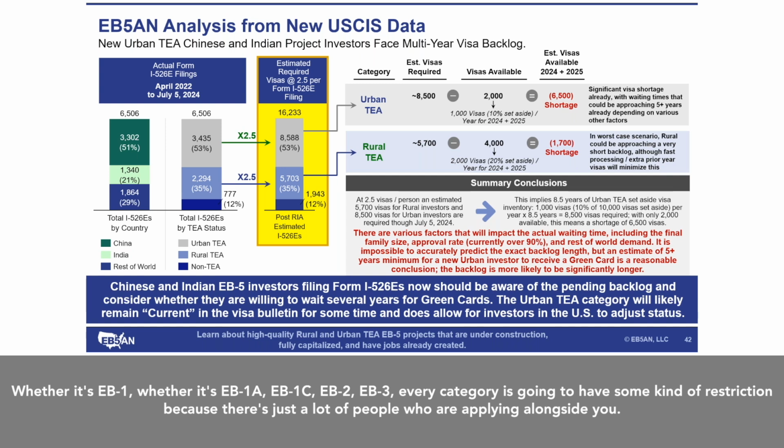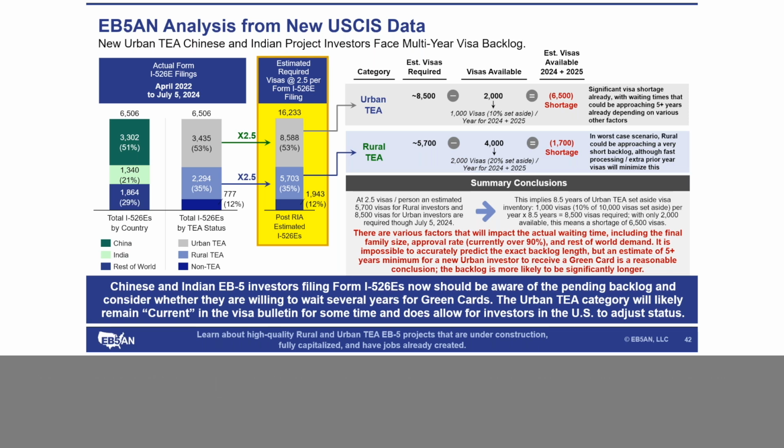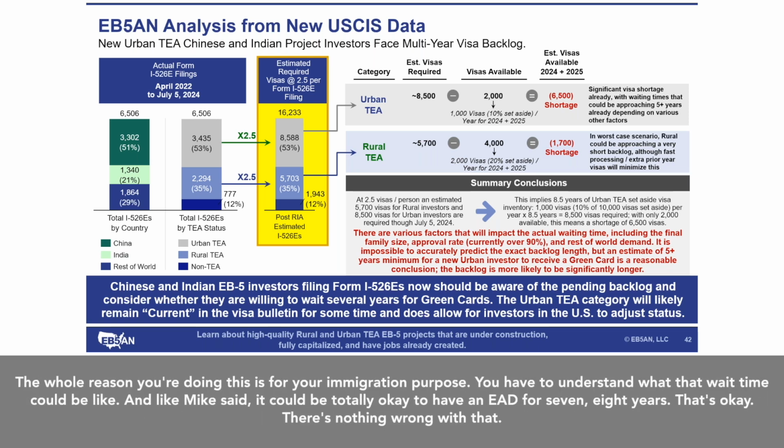Every category is going to have some kind of restriction because there are just a lot of people applying alongside you. If that's your priority, you have to understand what you're getting yourself into, not just from a financial perspective. I think we can all agree that the whole reason anyone does an EB5 application is less about the finance and more about the immigration. You have to understand what that wait time could be like. And like Mike said, it could be totally okay to have an EAD for 7, 8 years. There's nothing wrong with that.